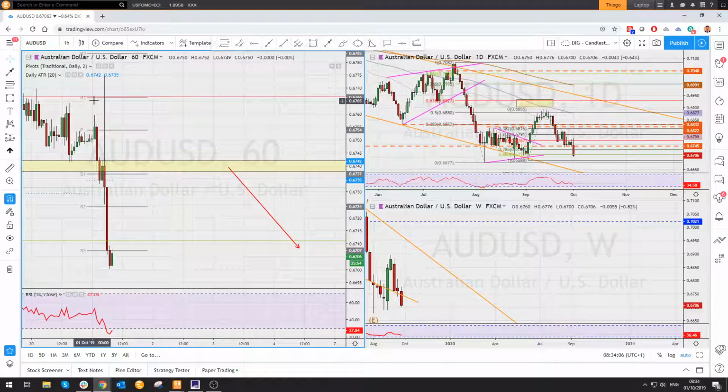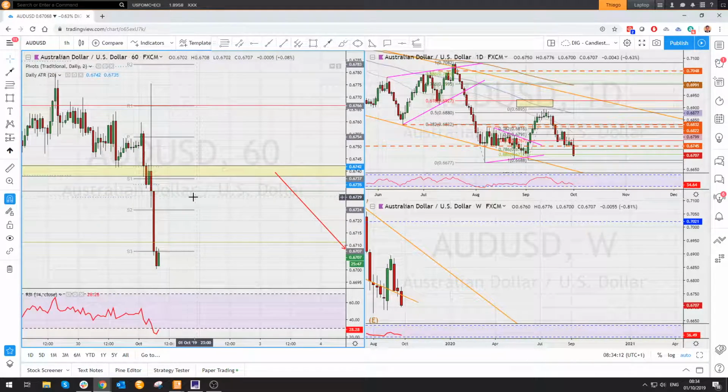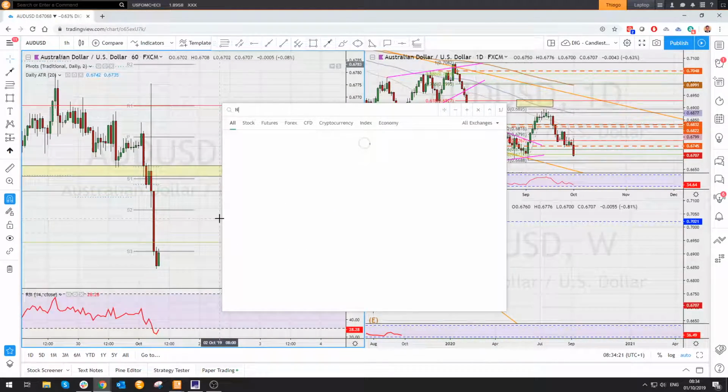RBA decision was pretty much here, so then we're going to be above that open of the candle, and it's not going to look great. So I'll be a little bit away from that if we do start breaking above 67.45 on the Aussie. Let's look at the QE.